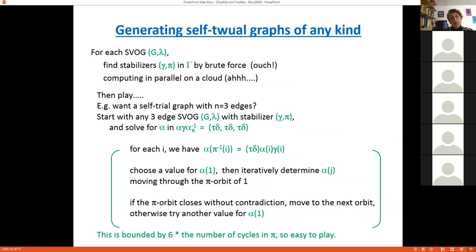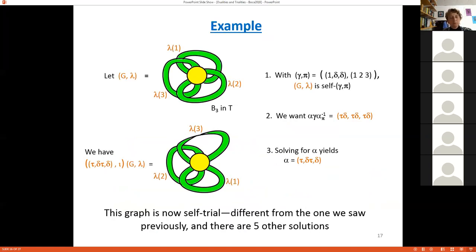Okay, I'm just about out of time, so let me not talk about the actual code for doing this. We can do it. So here's an example. Here is some graph. We ran it through the computer program. We found out that with respect to this little bizarre thing, it's self-Petrie. But that's just a bizarre thing. I want something that's self-trial.